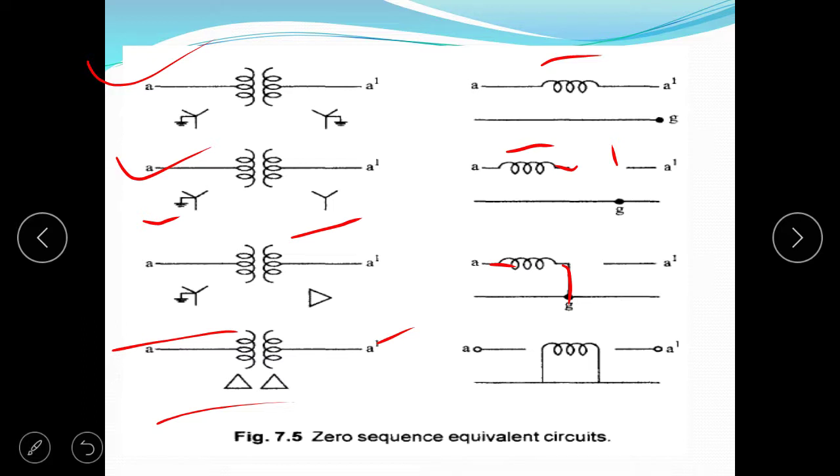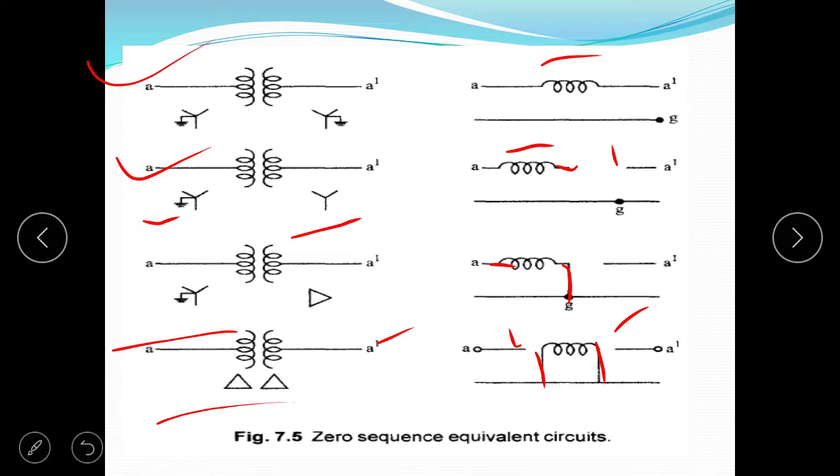So switch 1 is open and 1 dash is shorted. Similarly 2 dash is shorted and switch 2 is open. The basic concept of zero sequence network representation of a transformer is that there is a four switch operation.